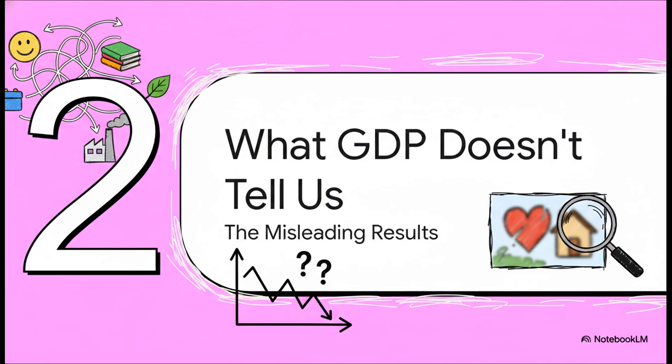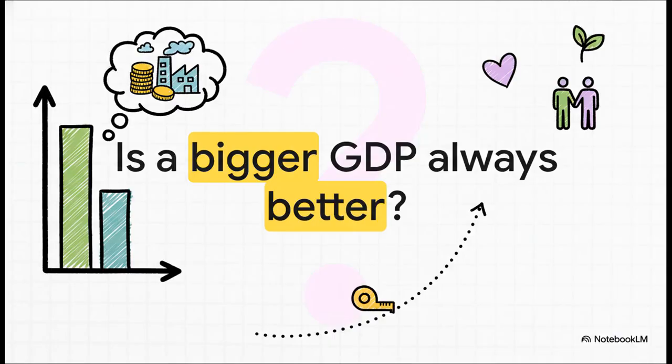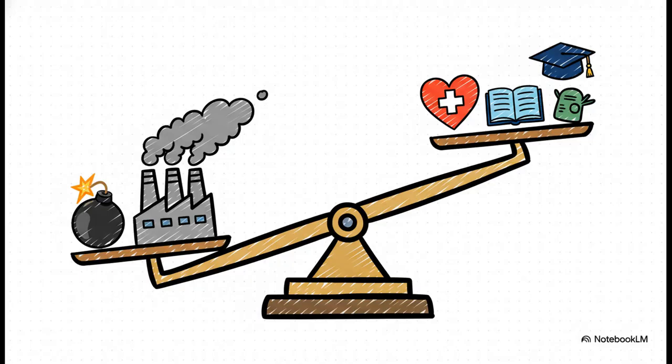But, and this is a huge but, this is where things get tricky. That single number, as tidy as it looks, can be a really misleading test result. It doesn't give us the full picture of a country's health. In fact, sometimes it hides more than it shows. Which leads us to a really important question. We're all basically trained to think that when GDP goes up, it's good news, that bigger is always better. But is it really? And this right here gets to the absolute heart of the problem.